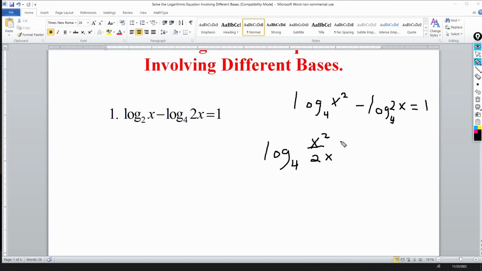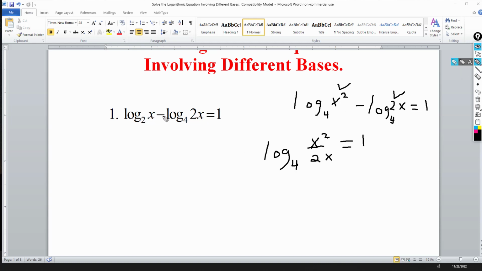And this is still equal to 1. That's the properties of logs. If you have a difference of logs, you can write that as a log of a fraction: this expression over this expression. Now always be thinking ahead here.